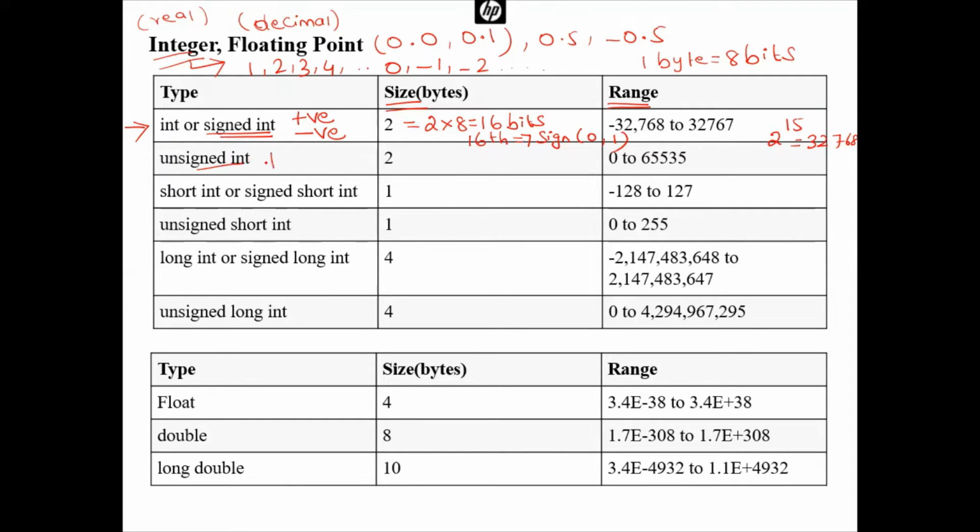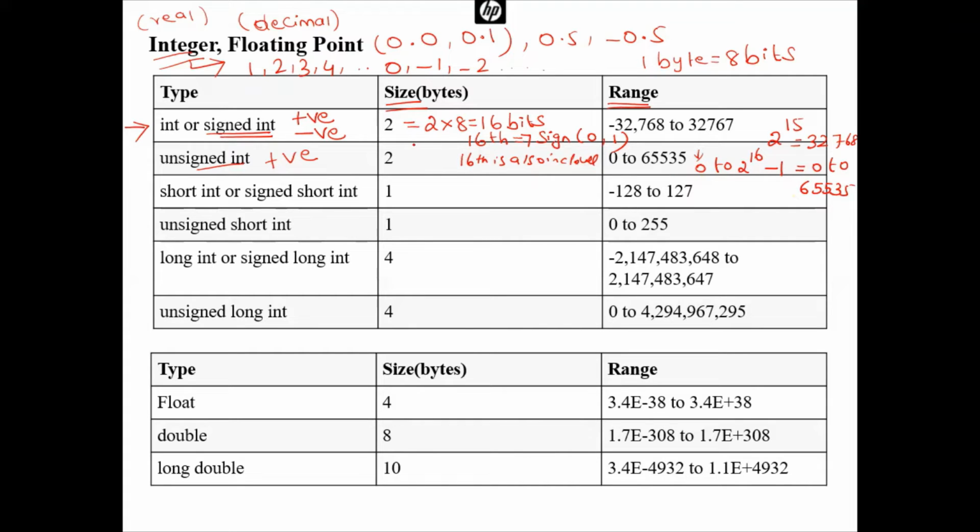Whereas unsigned int stores only positive numbers, so the 16th bit is also included. So the range will be defined as 0 to 2 power 16 minus 1, which is equal to 0 to 65,535. Actually 2 power 16 is 65,536, minus 1 because I have included 0. So 65,535.